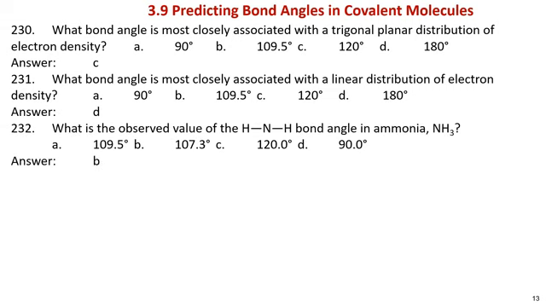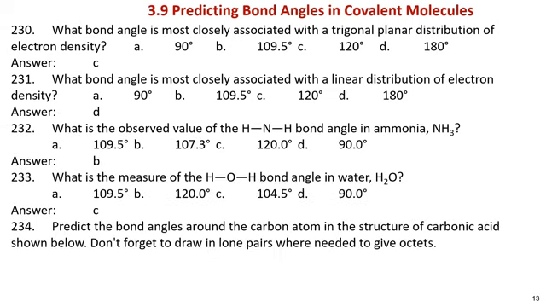Predict the bond angles of the carbon atom in carbonic acid. 120. Carbonic acid has trigonal planar, 3 bonds on the carbon atom. So we are done with predicting geometry and the angle. We're going to work on it.